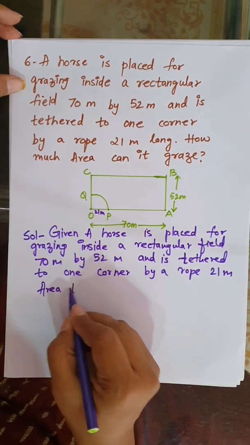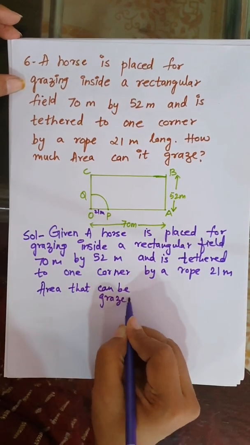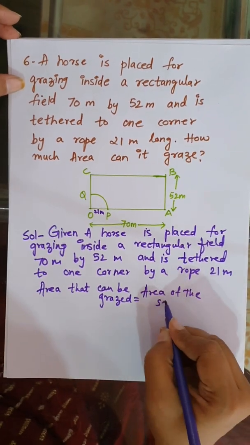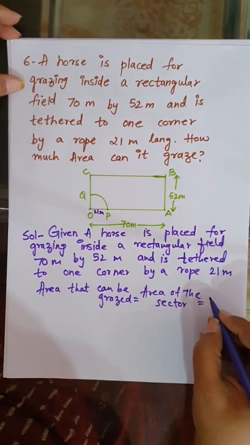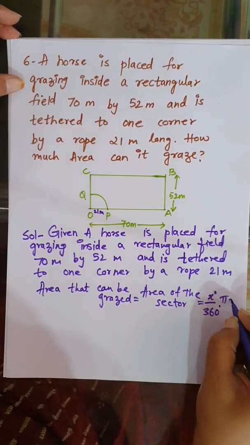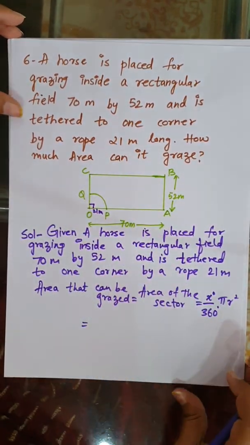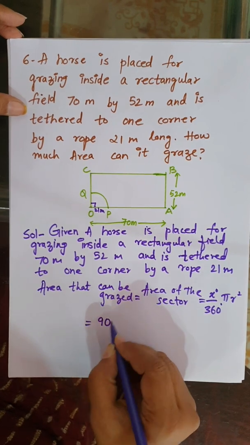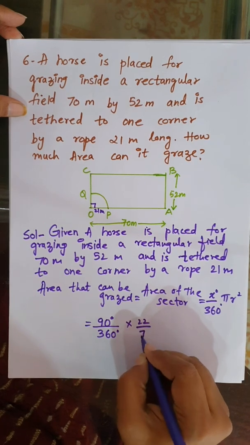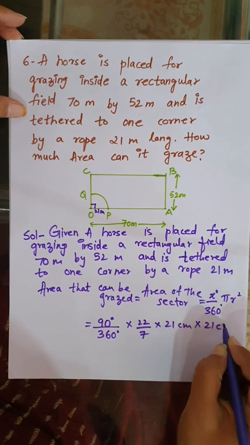Area that can be grazed is equal to nothing but the area of the sector. Now what is the formula for area of sector? x degree by 360 degree pi r square. x is nothing but the angle. So the angle, by seeing the figure, is 90 degree by 360 degree. Value of pi is 22 by 7 into r, which is 21 centimeter into 21 centimeter.